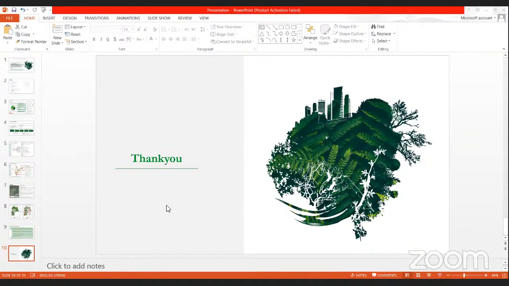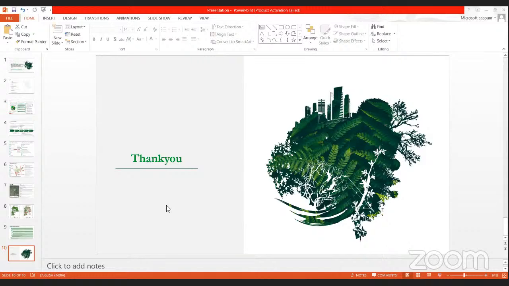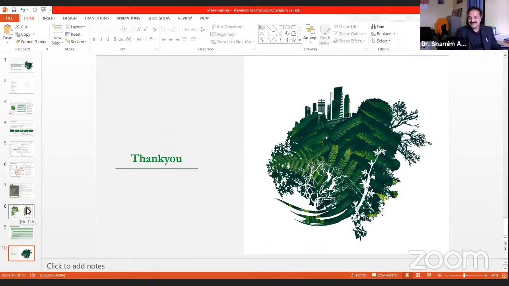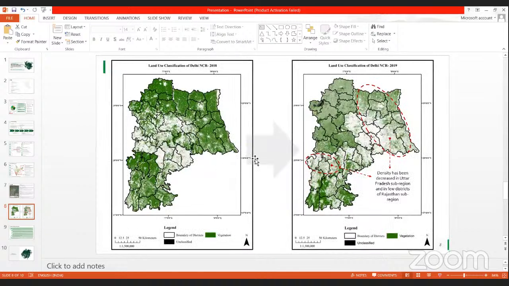Actually, sir, there was the water table. Yes, the water table you did not refer to. Actually there was a contradictory document: I did the land use classification, which shows a decrease of 19.6% in vegetation, as you can see here. But there was an NCR planning board which says that up to 2011 they have increased forest and tree cover by 2 to 3%. So that was a kind of contradiction.